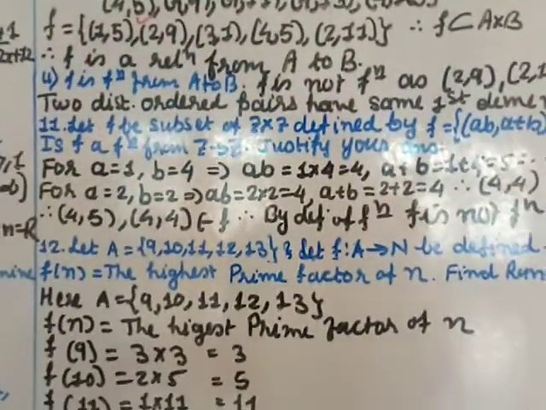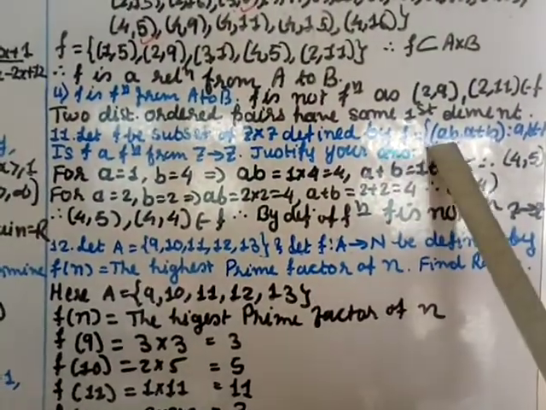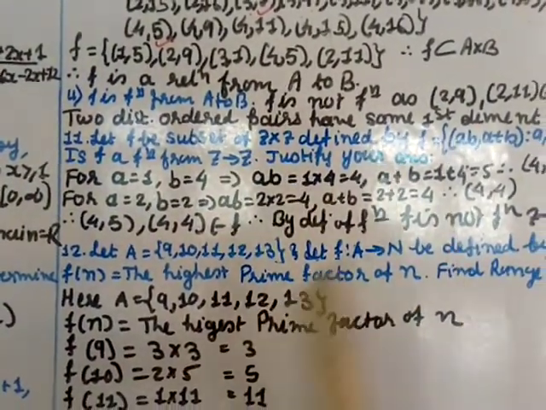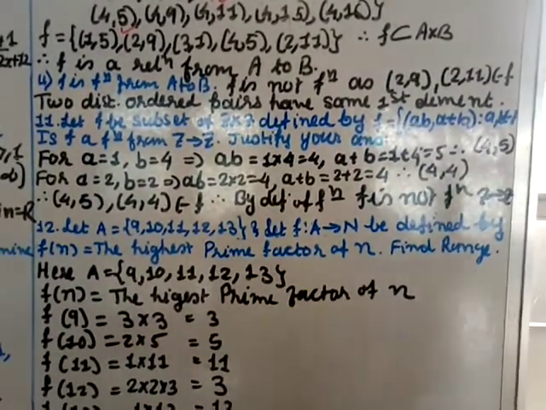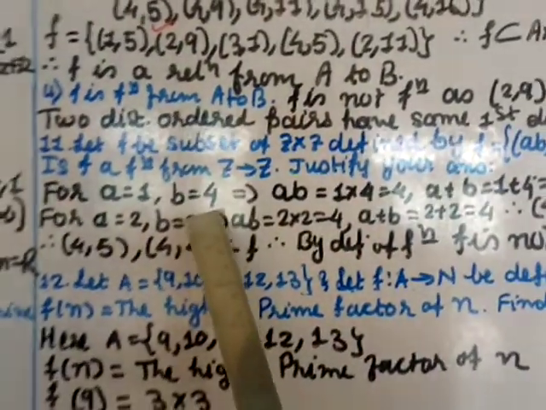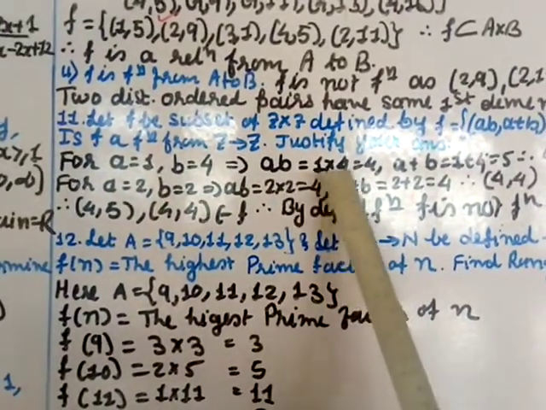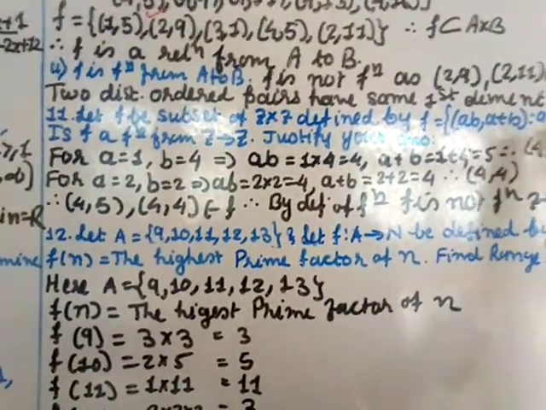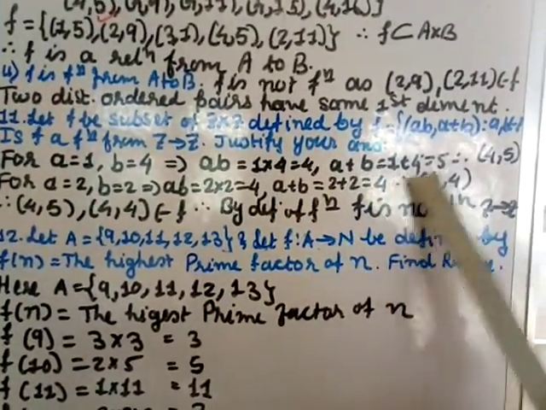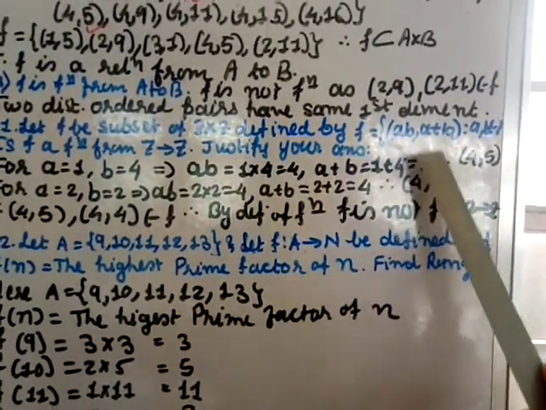Question number 11. Let F be a subset of Z cross Z defined by F is equal to {(ab, a+b) : a, b belong to Z}. Is F a function from Z to Z? Justify your answer. So we shall take an example and show whether it is a function or not. For a is equal to 1 and b is equal to 4, the ordered pair is (ab, a+b). So ab is 1 into 4, which is 4, and a+b, the second element, is 1 plus 4, which is 5. So the ordered pair is (4, 5).